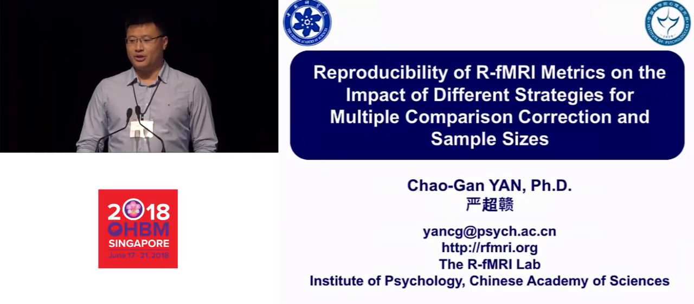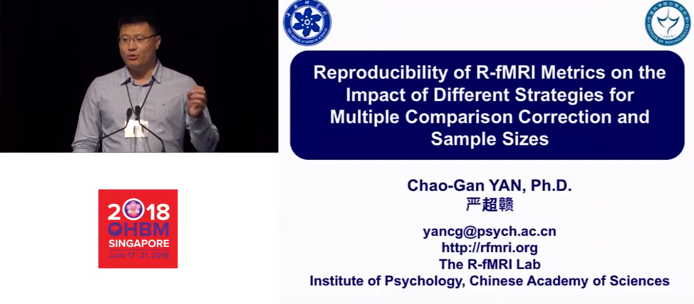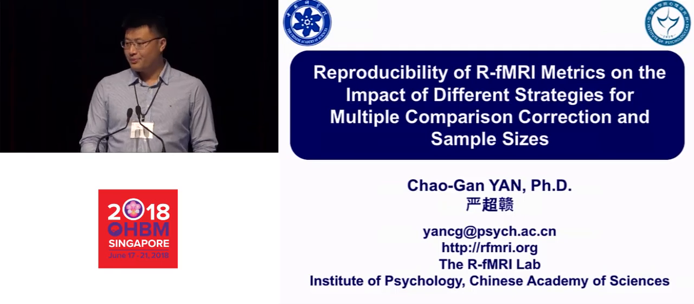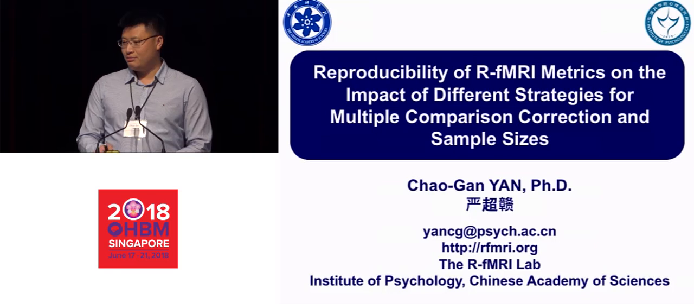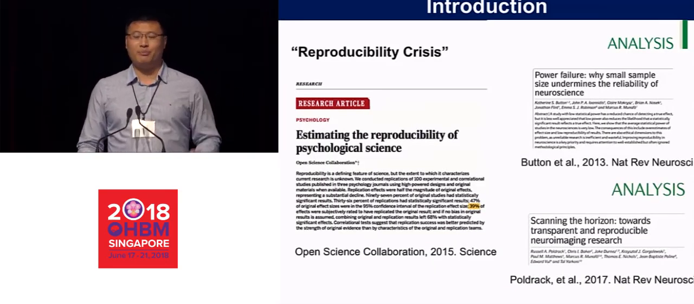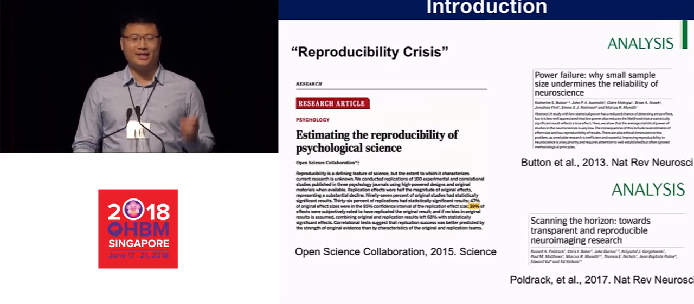My talk is about reproducibility of resting-state fMRI metrics, and the impact of different strategies for multiple comparison correction and sample sizes. Okay, so as we talked about, some people say there's a reproducibility crisis.